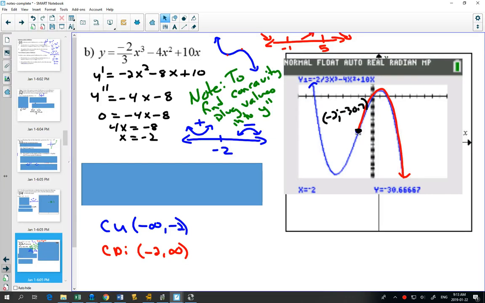Oops, I had my factoring just a little bit off here. Mental math, it was negative 5 and positive 1. There we go.